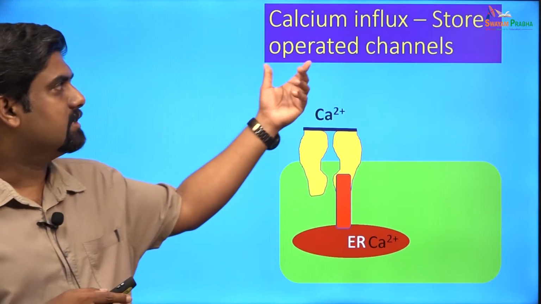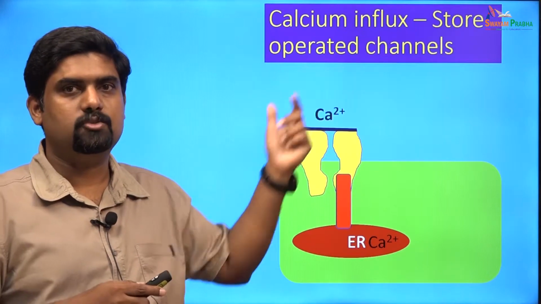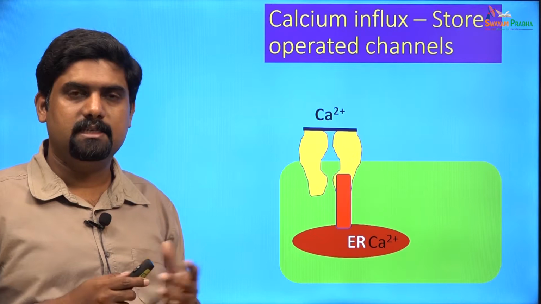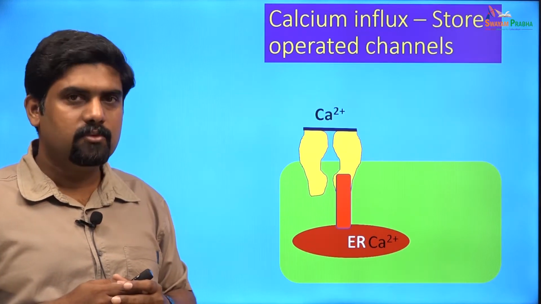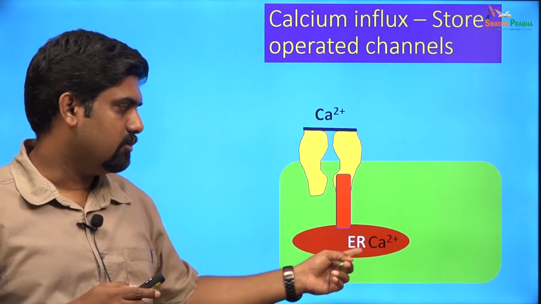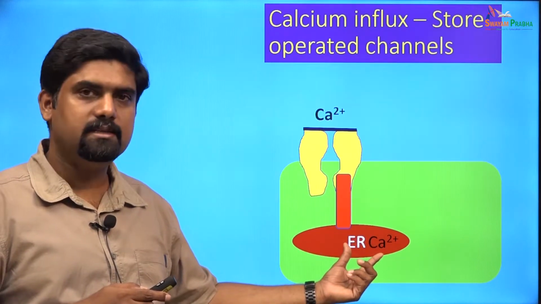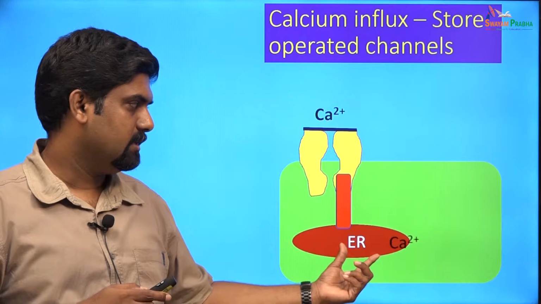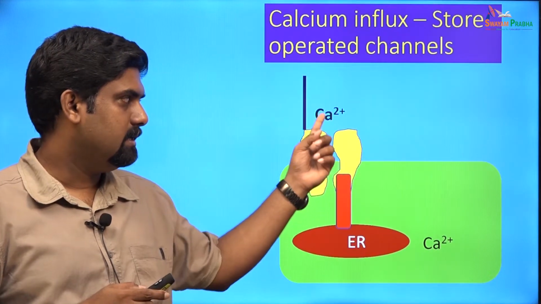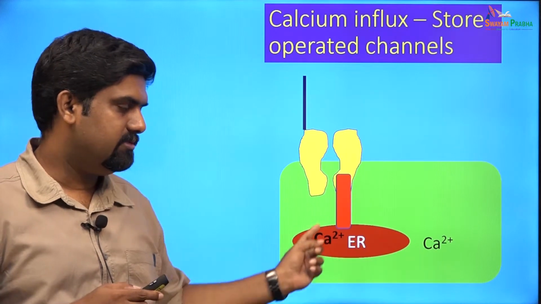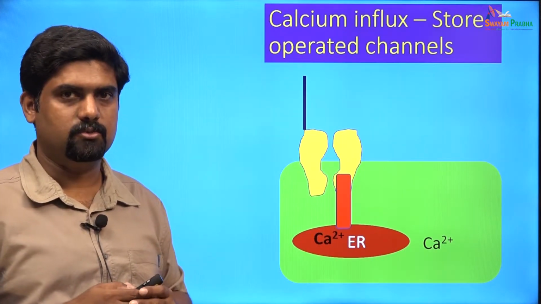Now another calcium influx pathway for the cell is through something known as the store operated calcium channels. These channels are seen in cells like T lymphocytes, and when the T lymphocyte endoplasmic reticulum dumps calcium, or when the calcium is depleted from the endoplasmic reticulum, these calcium channels open and there is a calcium influx into the cell, which then refills the endoplasmic reticular calcium stores.